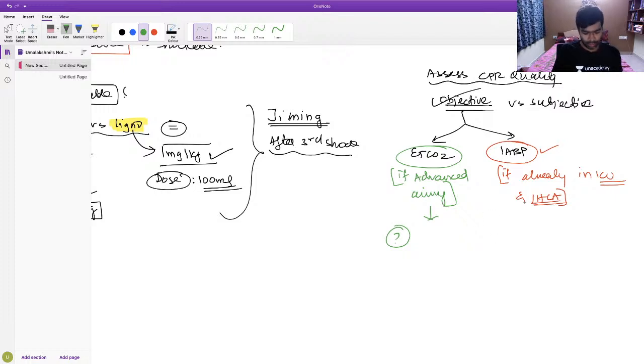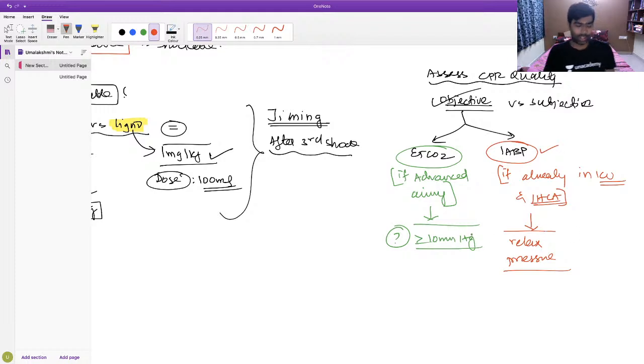Yes, correct. Bharati is telling that anything more than 10 millimeters of mercury is enough. So it's considered to be good quality CPR. And as far as the IABP is concerned, when the heart is beating, you can call it a systolic or a diastolic pressure. When the heart is not beating, I'll typically be calling it IABP, that is intra-arterial blood pressure. I will be calling it a compression pressure and a relaxation pressure.